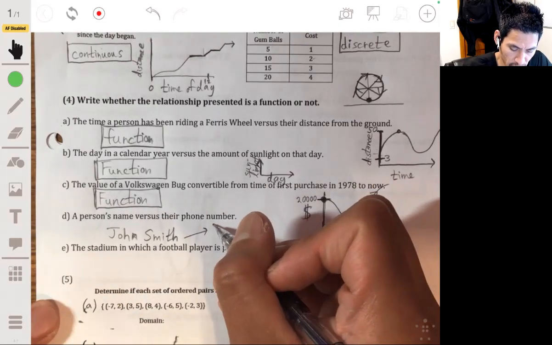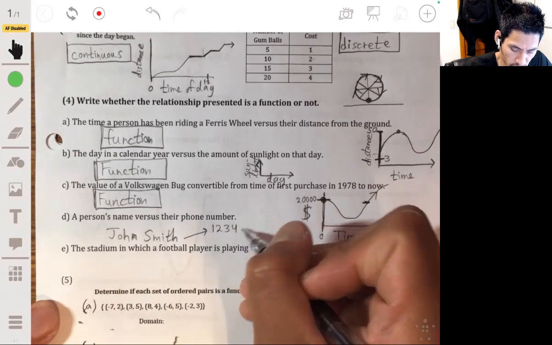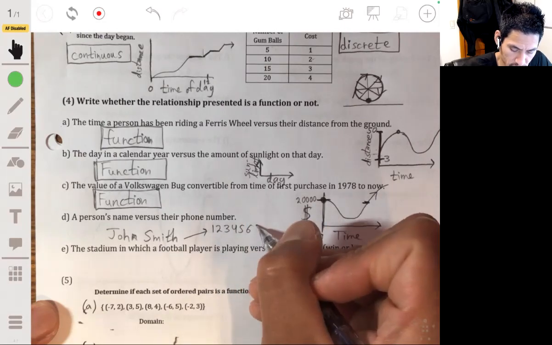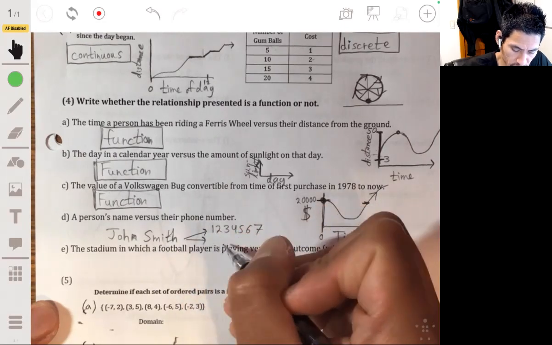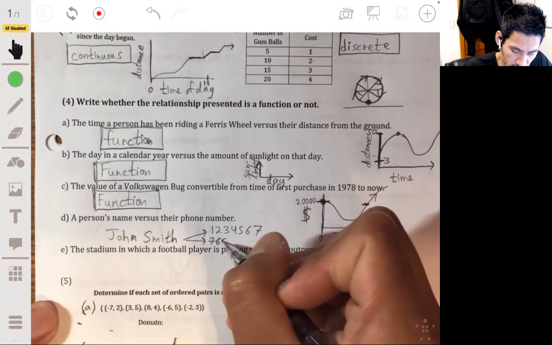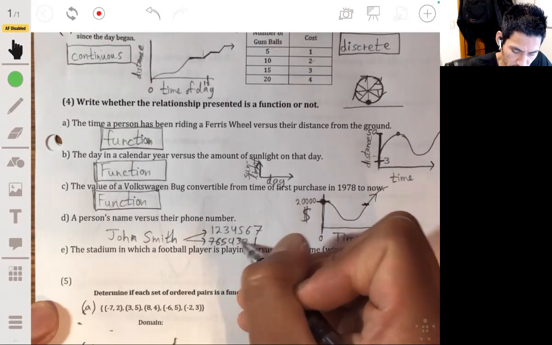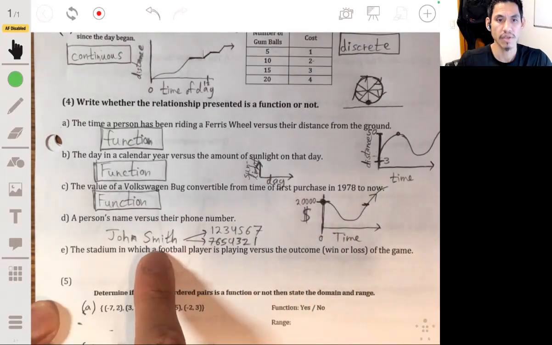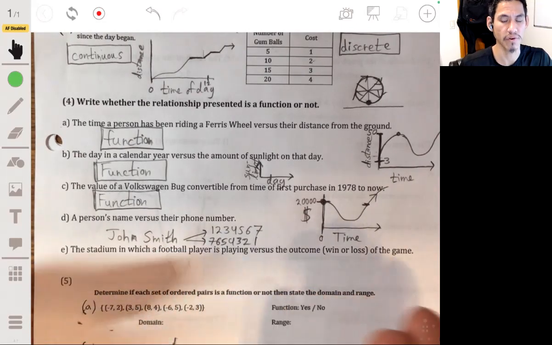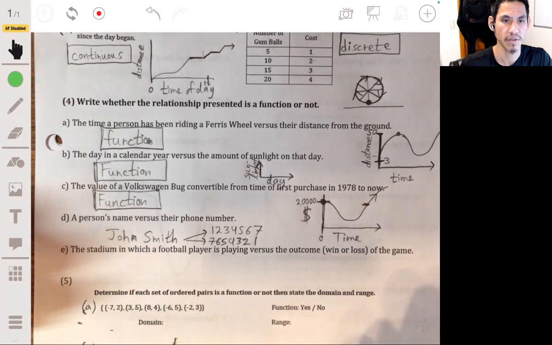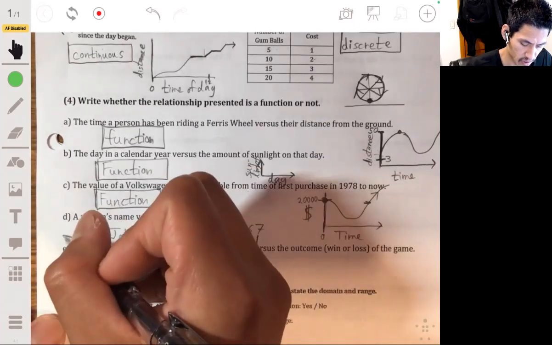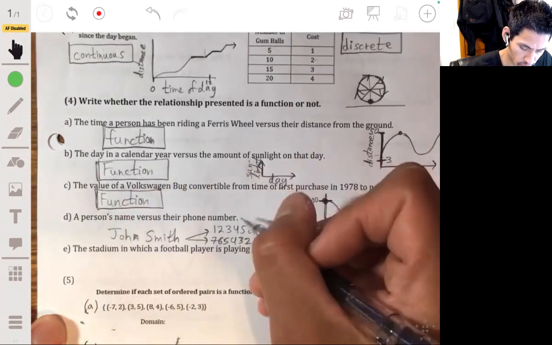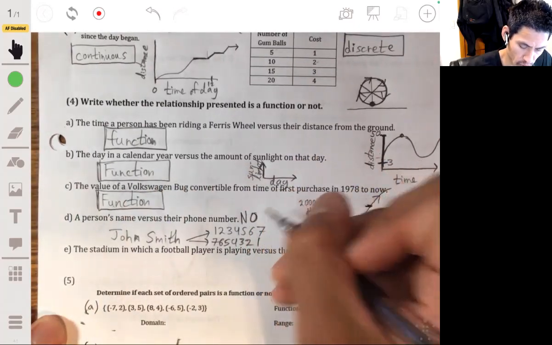Like maybe John has a phone number 1, 2, 3, 4, 5, 6, 7, and the other one has a phone number 7, 6, 5, 4, 3, 2, 1. Each John Smith is going to have a different phone number most likely. So this is not going to be a function. We'll say no, not a function.